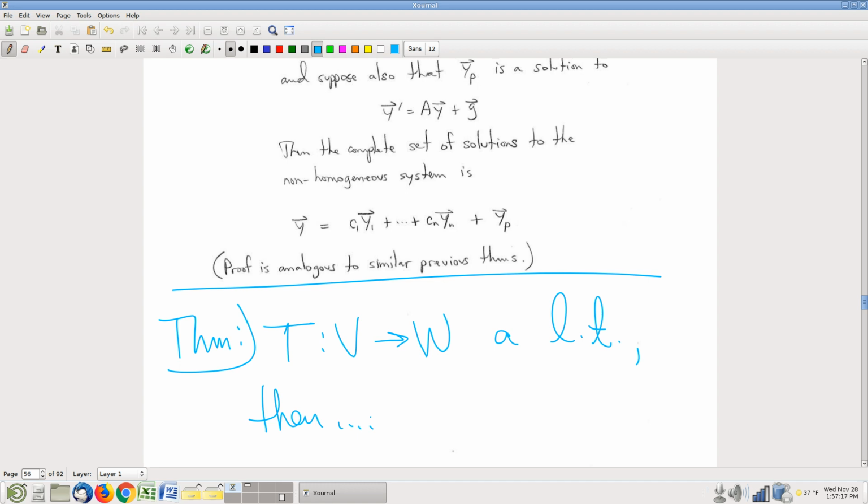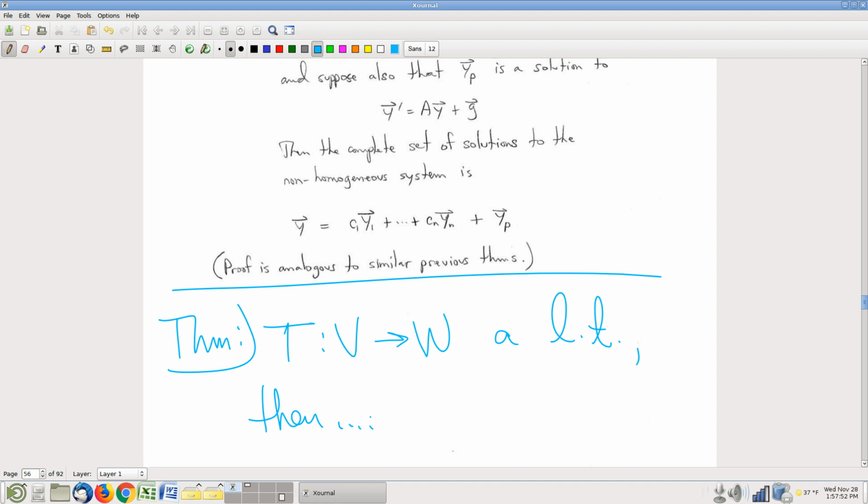Right? So there is a corresponding notion of a homogeneous equation. There is a corresponding notion of homogeneous solutions. There is a corresponding notion of a particular solution. And you can state and prove that in this context, whatever your linear transformation is, the complete set of solutions is always particular plus homogeneous, just like it was in Chapter 4. Just like it was in Chapter 1. And so all these theorems look alike because they're all special cases of this one all-encompassing theorem.